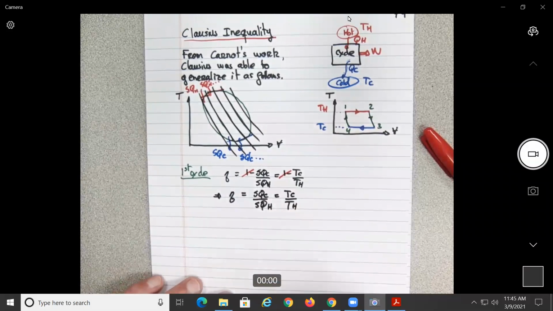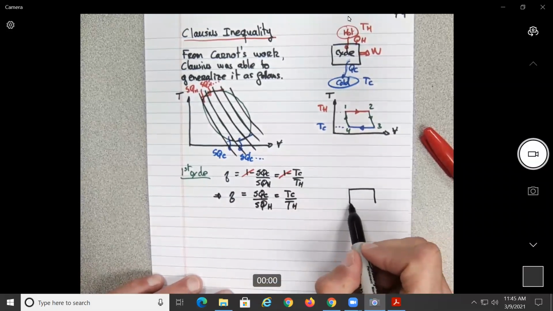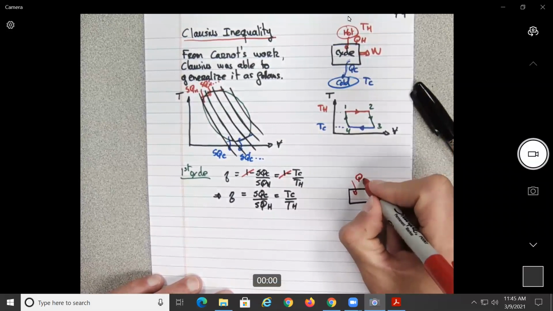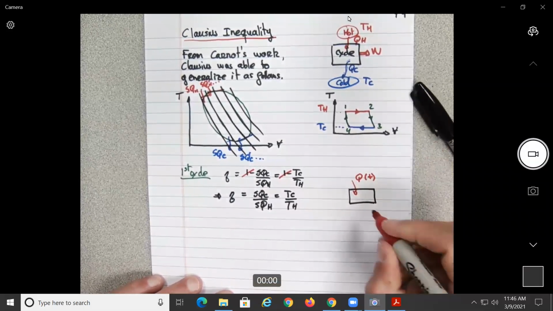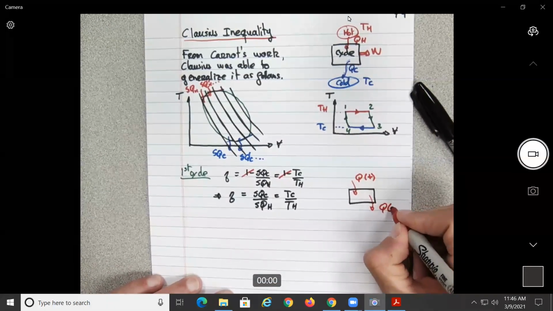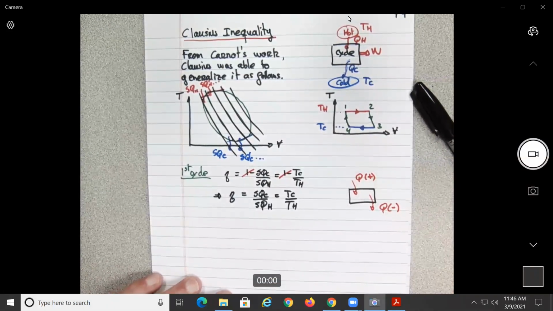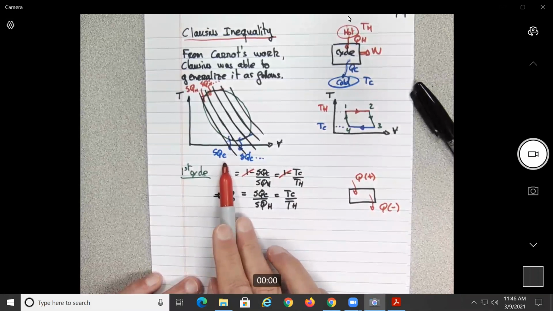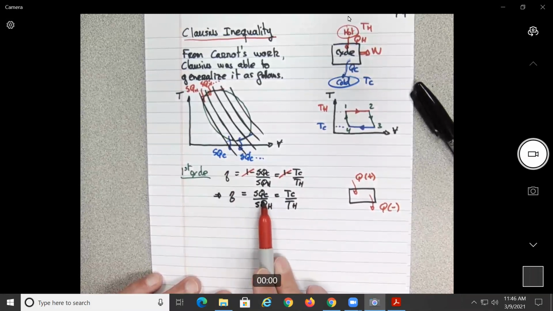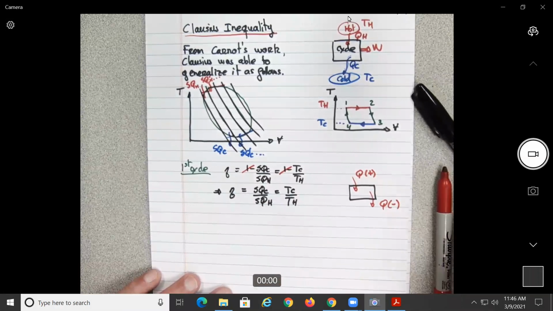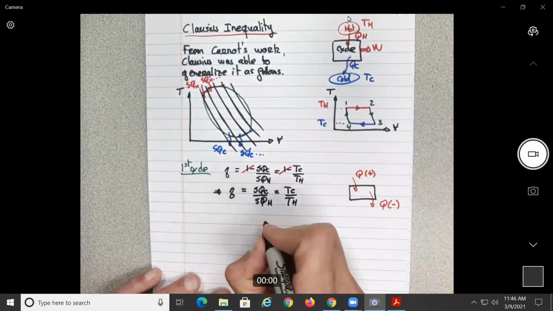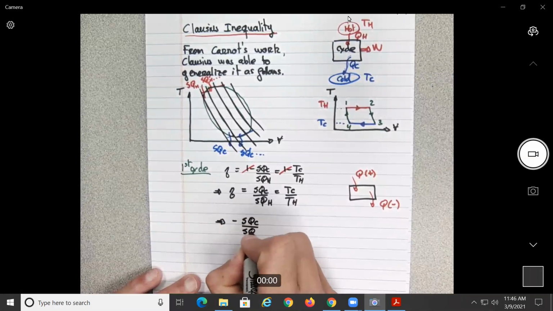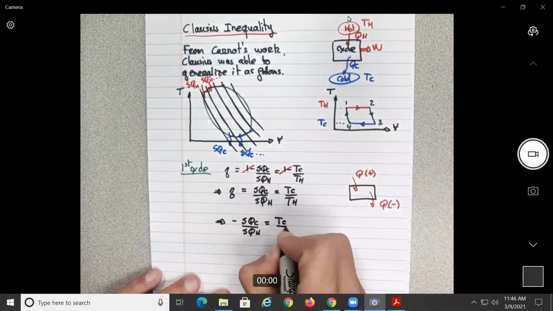Okay? Now, if we remember the sign convention for the book, heat going in is positive, heat coming out is negative. So the cold here is coming out, so actually this term should be negative. Okay? So we could rewrite this as minus delta Q sub C over delta Q sub H equal to Tc over Th.